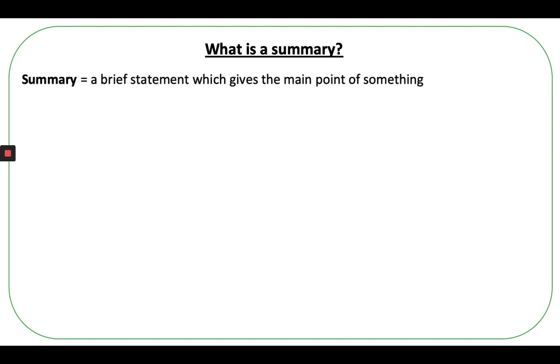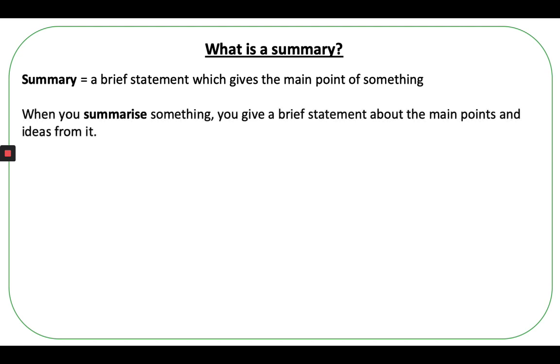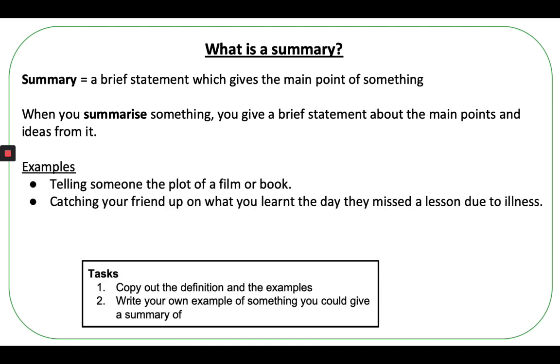What exactly is a summary? Let's check you fully understand. A summary is a brief statement which gives the main point of something. When you summarise something, you give a brief statement about the main points and ideas from it. Some examples for you are telling someone the plot of a film or book, catching your friend up on what you learnt the day they missed a lesson due to illness. Please could you copy out the definition here, summary equals a brief statement, and these examples.